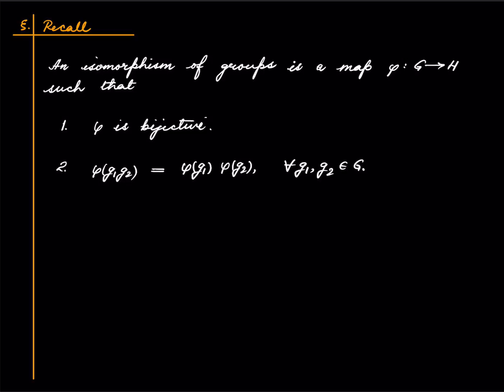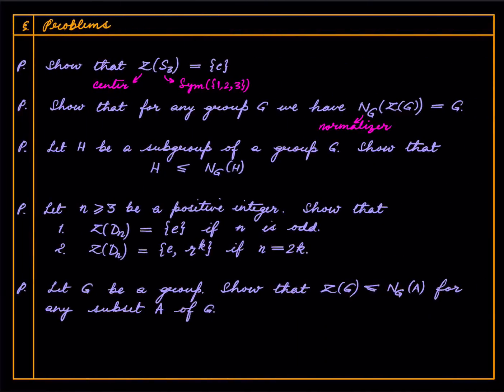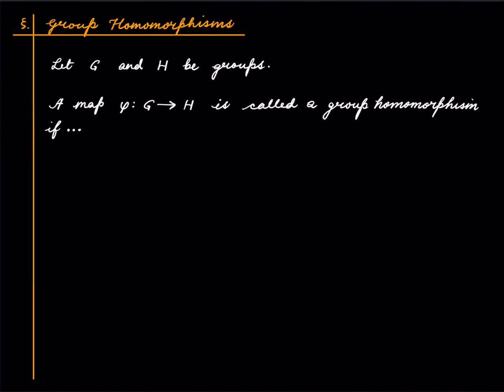Last time we looked at the notion of a group isomorphism, or simply an isomorphism. We defined it in one way, but eventually we figured out that an isomorphism of groups is a map from a group G to a group H, such that first of all it is bijective, and the second is this structure preservation property, which looks like this. So the content of this lecture will revolve around a relaxation of this definition. So here are the problems, and let us get started.